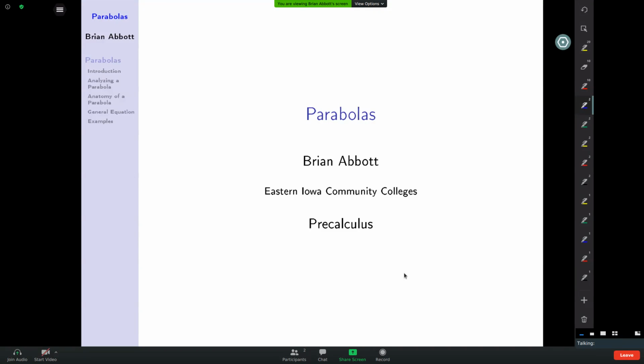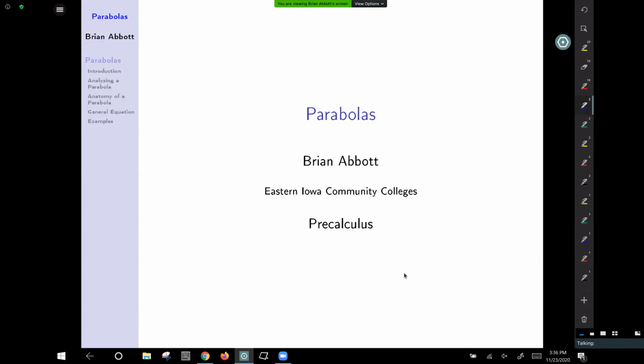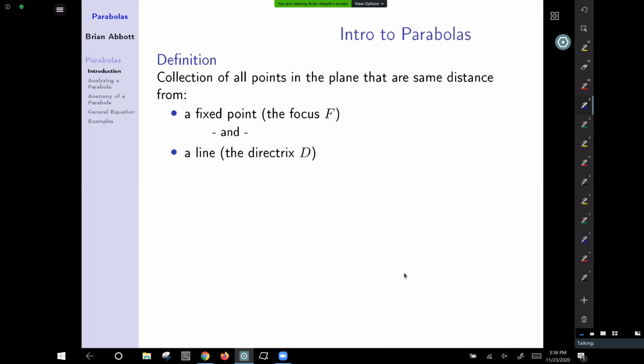All right, so let's talk about parabolas. And as always, we're just going to start with the definition of a parabola. The definition of a parabola is the collection of all points in the plane that are the same distance from a fixed point, which we'll call the focus, F, and a line, the directrix, which we're going to call capital D.